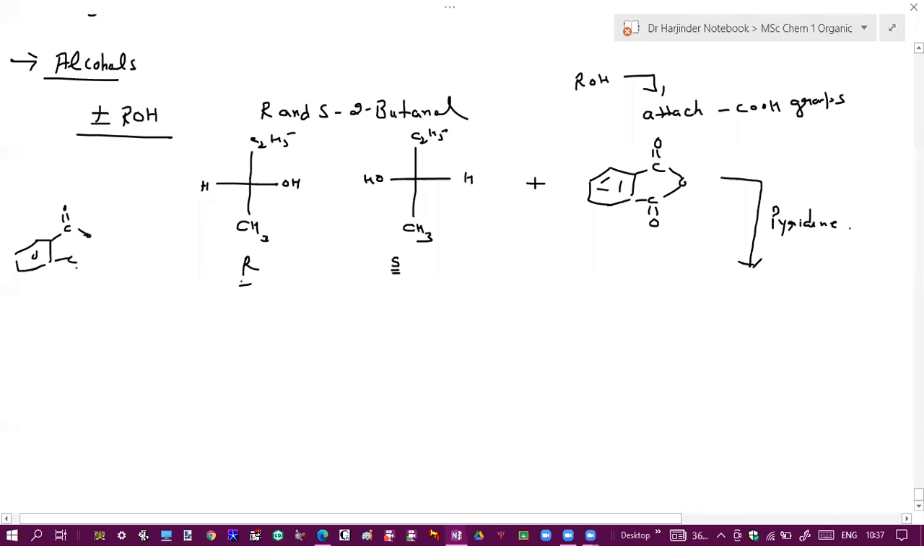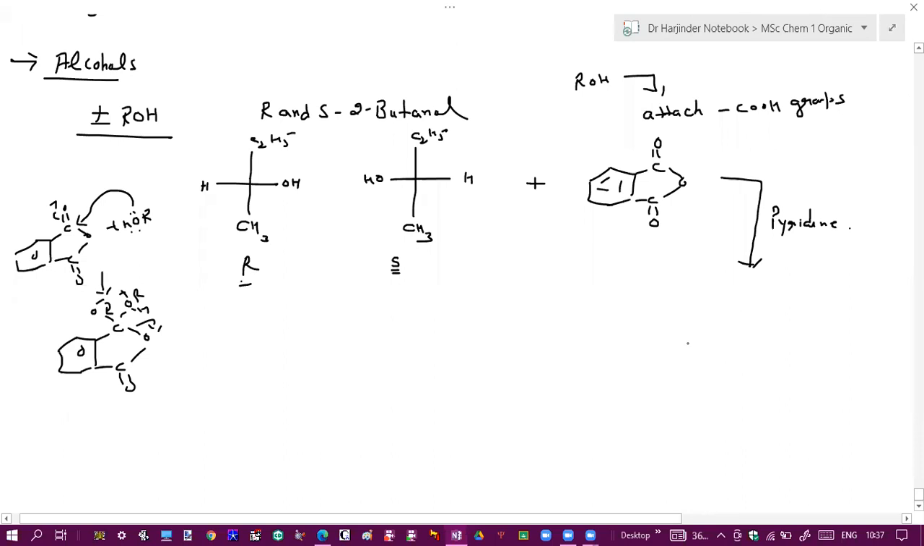You have phthalic anhydride and you have alcohol. This oxygen acts as a nucleophile. It will attack on the carbon, and the carbonyl electrons will shift over here. That results in O negative, OR positive oxygen, C double bond O, and then this ring will open up. So what will you get? You will get a half ester.